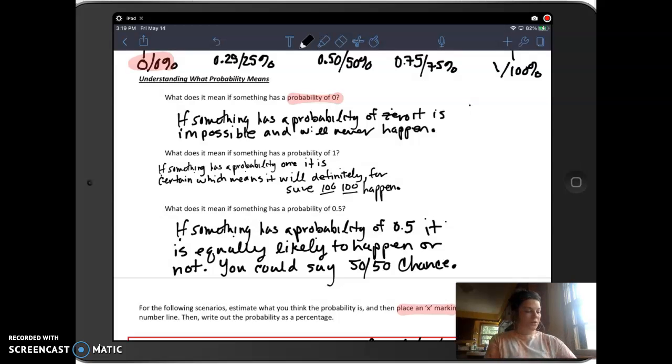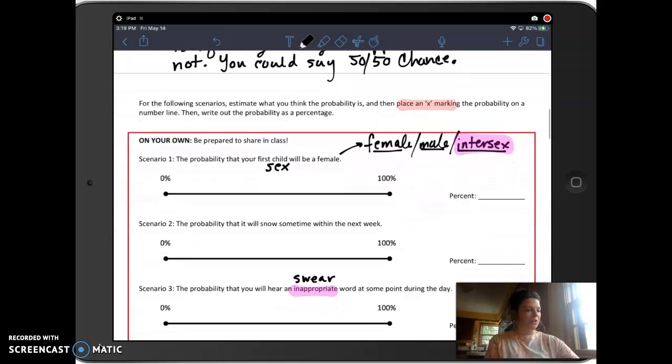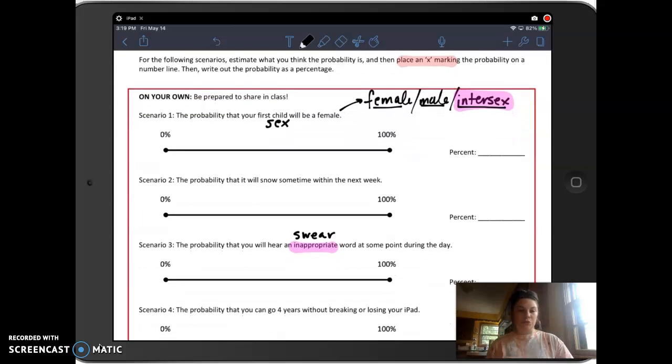All right, so sorry about that little jump there, but we're just going to go through these questions really quick and make sure you understand the language in some of these questions. So basically what you're doing is you're reading the sentence and then you're putting where you think the probability will be, and then you're assigning it a percentage. So the probability your first child will be female, that is the sex you assign a baby at birth. Could be female, could be male, could be something called intersex. If you want to know more about that, feel free to Google it, or you can come and talk to me. I just thought I'd mention it.